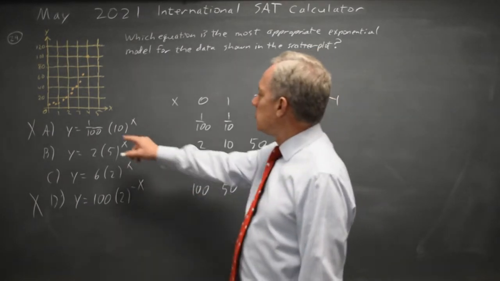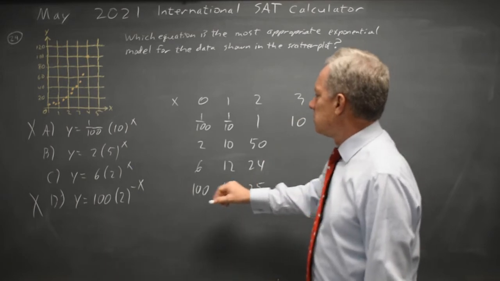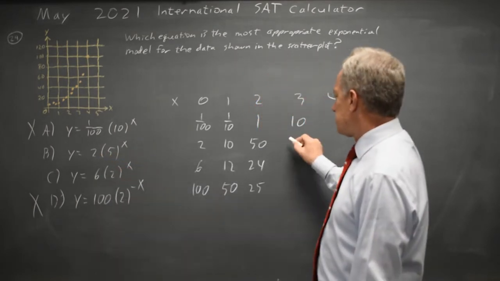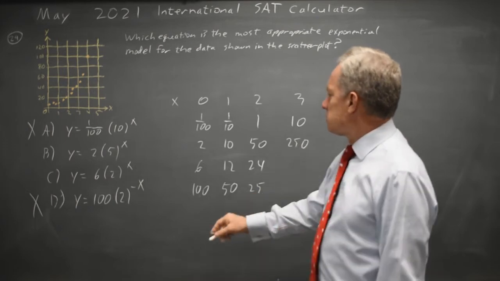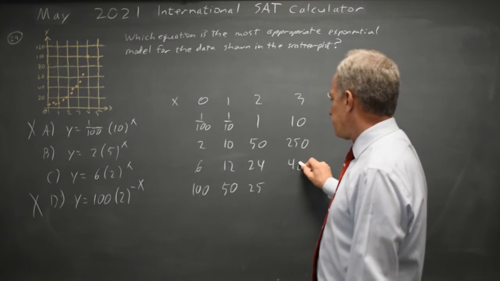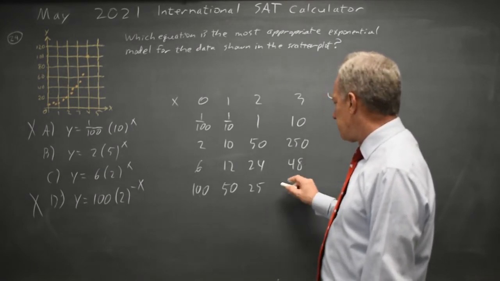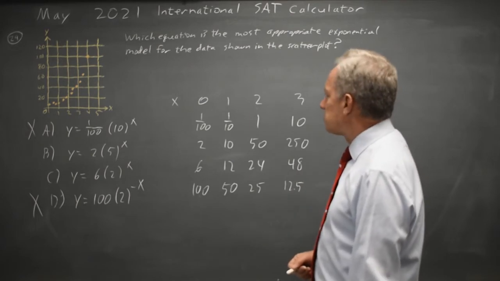3 gives me 1 over 100 times 1,000 is 10. 2 times 5 cubed is 2 times 125 is 250. 6 times 2 cubed is 6 times 8 is 48. And 100 times 2 to the negative 3 is 100 over 8 is 12.5. And I'll fill out x equals 4.